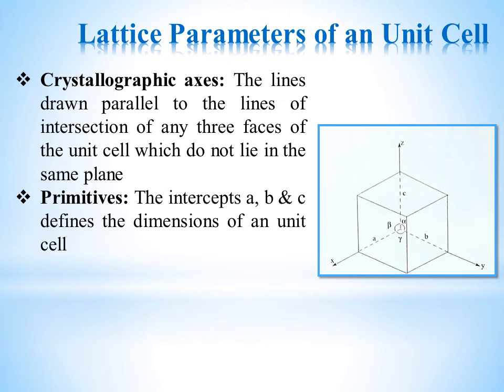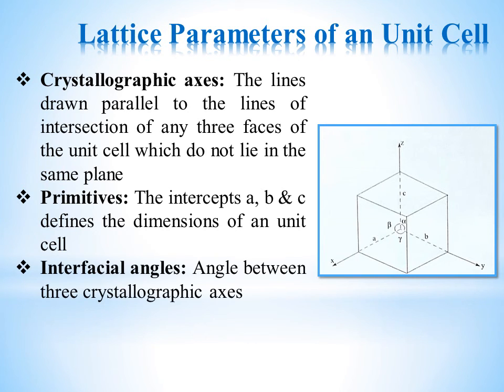The next one is the primitives. The intercepts a, b and c define the dimensions of a unit cell. The unit cell formed by the primitives a, b and c is referred to as primitive cell. In a primitive cell, only one lattice point is present. The next one is interfacial angle. It is the angle between the three crystallographic axes, that is alpha, beta and gamma.